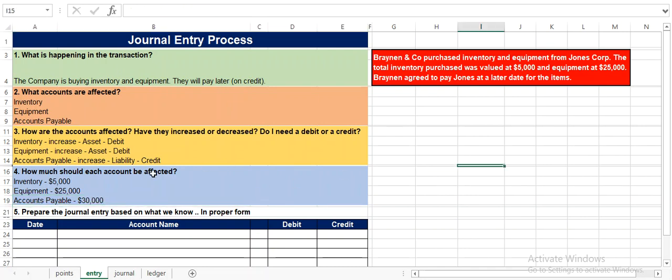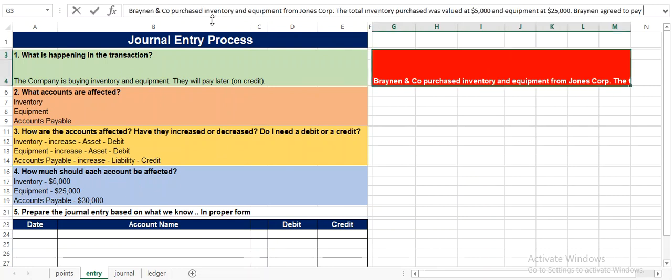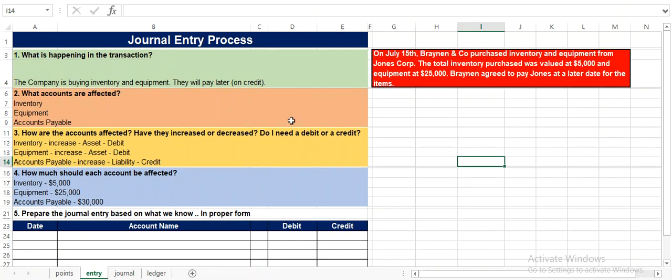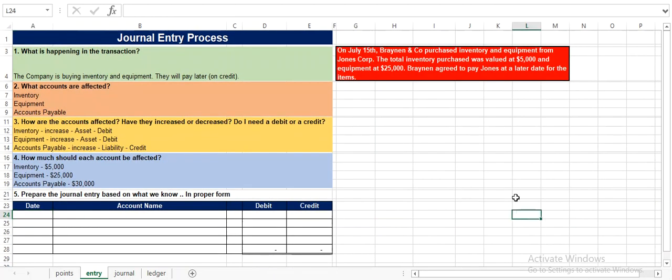Let's take this information and let's record it now and put it in proper form. We don't have a date here, so let's just say on July 15th, Brennan Company purchase. Let's just put that there. Now, let's put our information together. Make it a little smaller. Perfect. So you can see everything. Okay. So let's put our information together by putting the journal entry together.